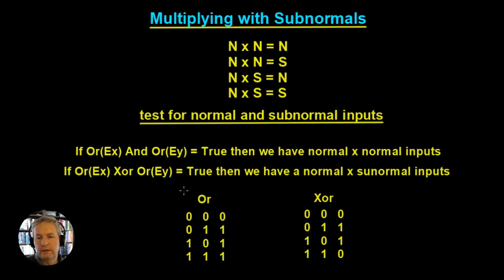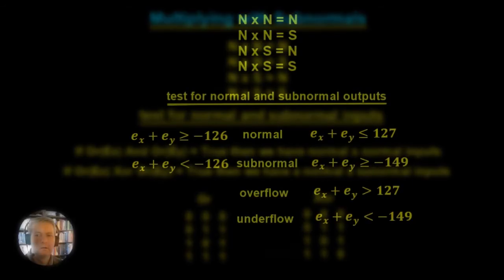So what we can do then is write out this little truth table here, or we could build a circuit just using these simple gates. So we can OR the exponent for X, we can OR the exponent for Y and exclusive OR them, and that will tell us whether we're going to have a normal times a subnormal input. So now we have to look at the outputs and find out how we can tell whether our output is going to be a normal or a subnormal. So let's look at that next.